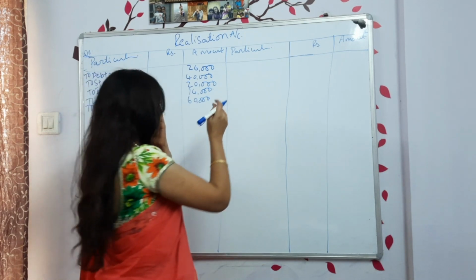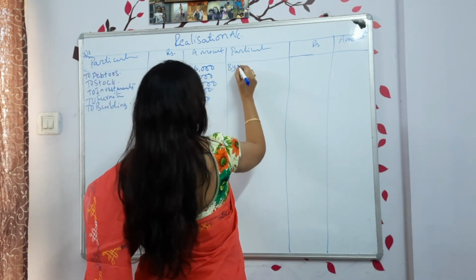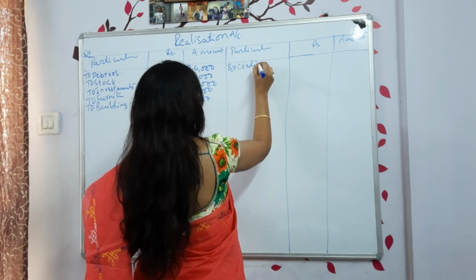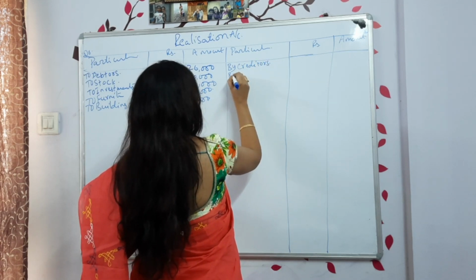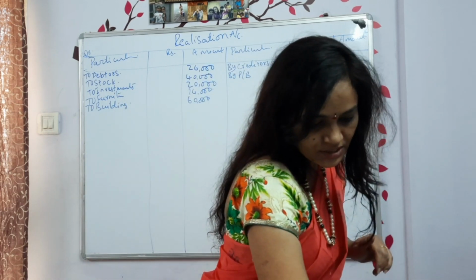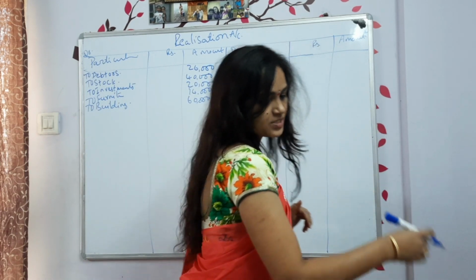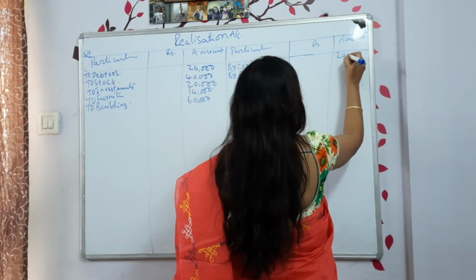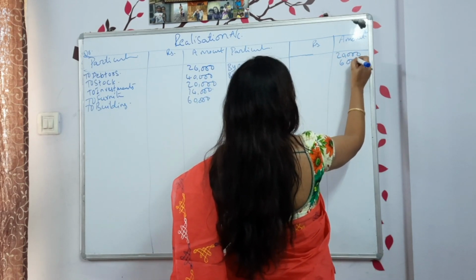Now move on to the liabilities. What are the liabilities we have? Generally we find creditors and bills payable. If anything else is there, let us check it out. Creditors is 20,000, bills payable 6,000.